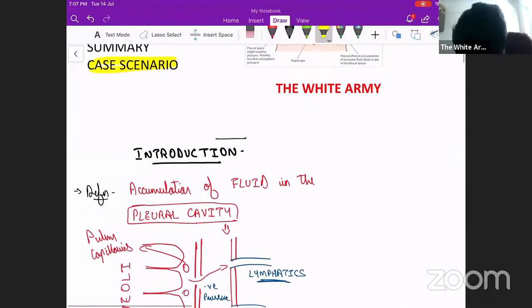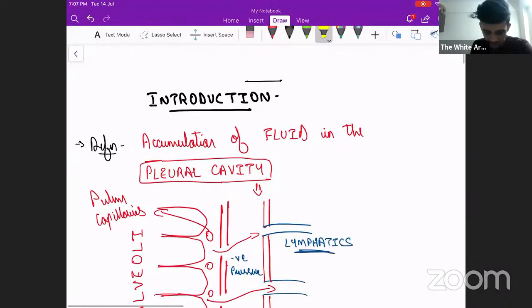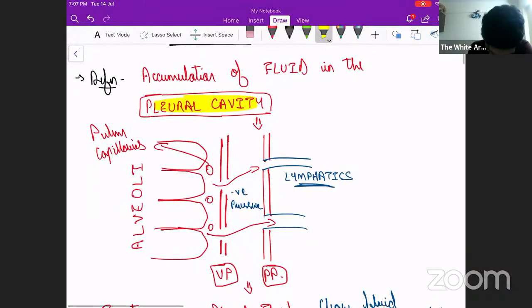So firstly, we'll start with introduction. And what is pleural effusion? It's nothing but accumulation of the fluid in the pleural cavity. So accumulation of fluid in the pleural cavity is called pleural effusion. And what is this pleural cavity made of? Pleural cavity has on one side the visceral pleura, and on the other side the parietal pleura. Okay, and how is this fluid formed? See, we see over here there is alveoli.